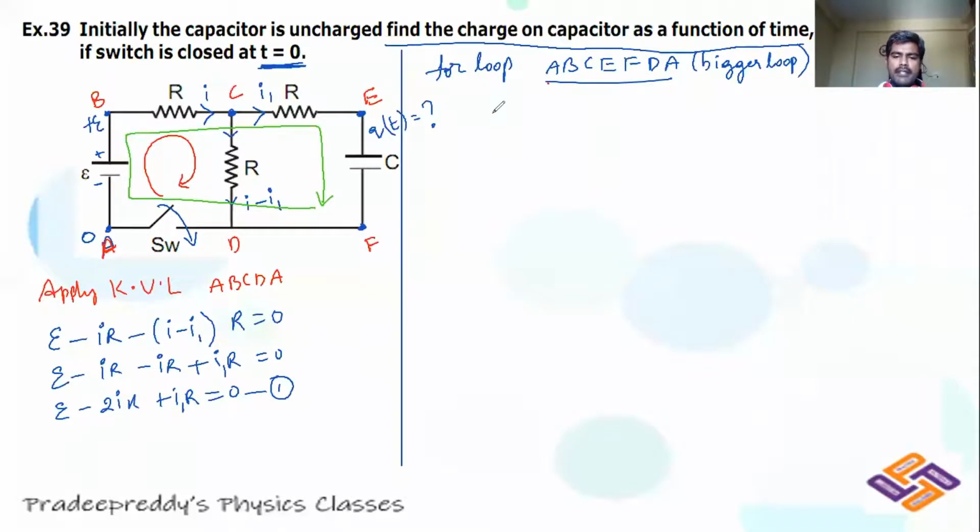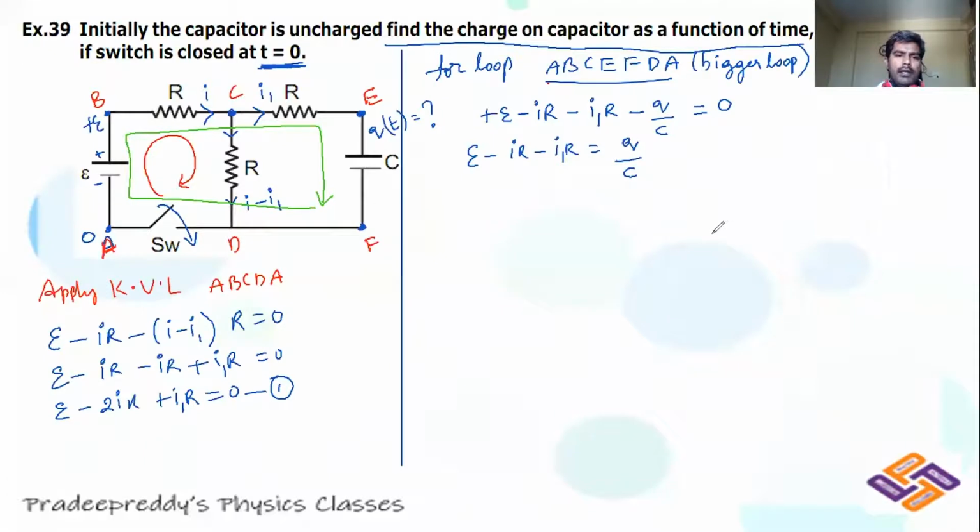So it is plus E minus. What about here? Voltage is dropped across the first resistor. So it is minus I into R. Next minus. Voltage is dropped across the another resistor. So it is minus of I1 into R. And next is voltage dropped across this capacitor. That will be minus Q divided by C, which is equal to 0. Okay. Now it is E minus IR minus of I1R is equal to Q divided by C.